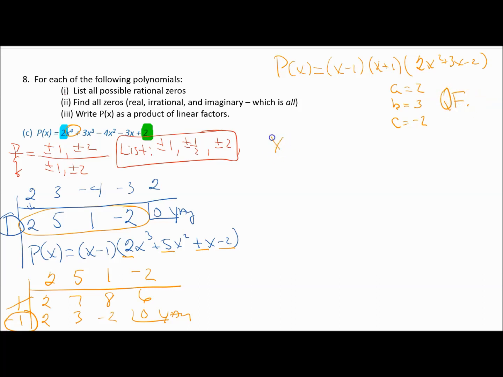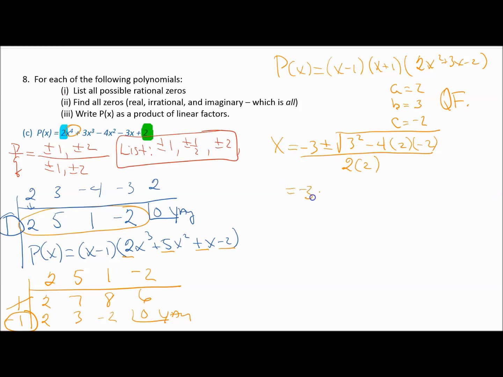So I have x is equal to negative b. So it'd be negative 3 plus or minus the square root of 3 squared minus 4 times a is 2, C is negative 2. And that's all divided by 2a, which is 2. Okay, our next step is just to continue simplifying that.